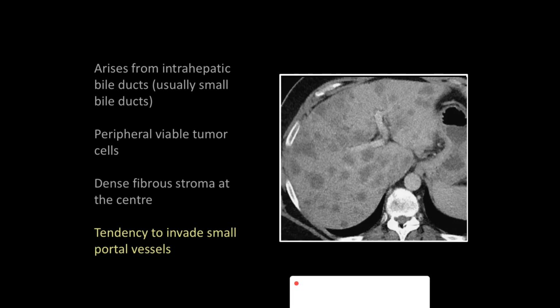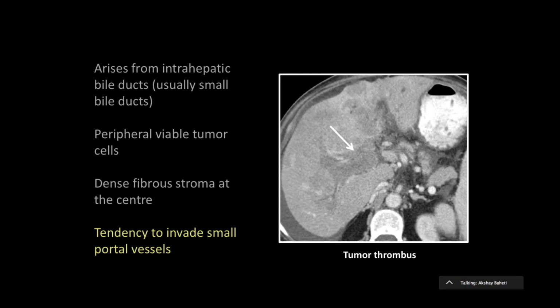Okay, because of the tendency to invade the small portal vessels, it can metastasize intrahepatically very fast. Okay, so often you will see multiple intrahepatic lesions. Okay, and this is also IHCC. It can be, of course, metastatic tumor from elsewhere, but IHCC can do that. Right, and yeah, so the tumor thrombus is something we can see. All right.